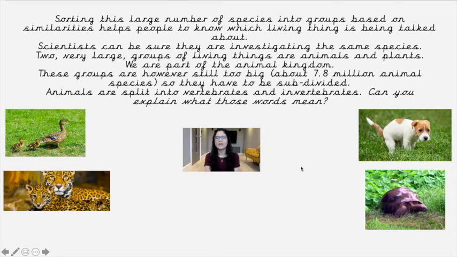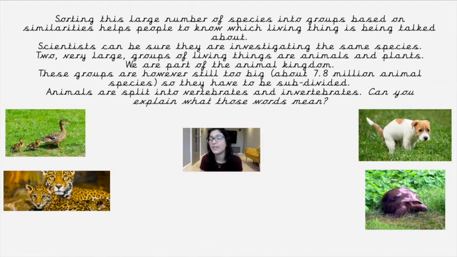Now, sorting this large number of species into groups based on similarities helps people to know which living thing is being talked about. Scientists can be sure that they are investigating the same species. Two very large groups of living things are animals and plants. So 2 ways of separating living things is by animal and by plant. Now, we are part of the animal kingdom. These groups are, however, still too big.